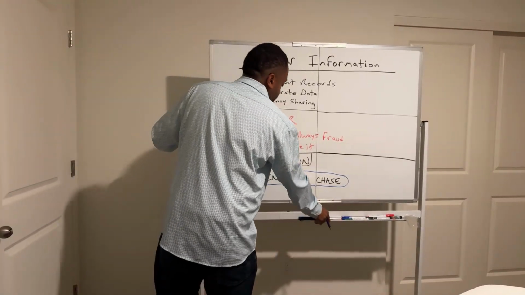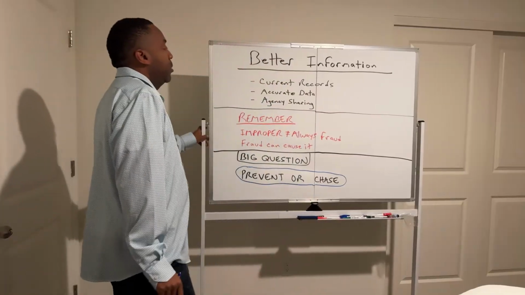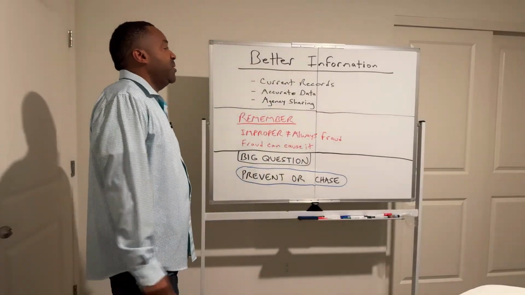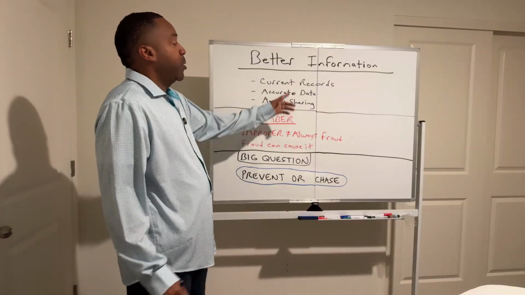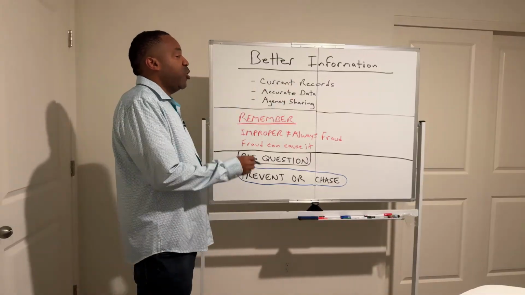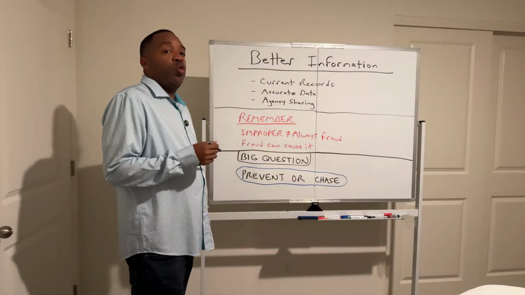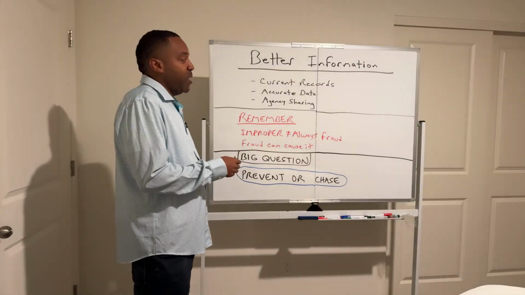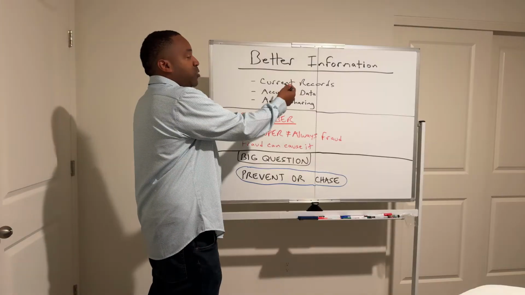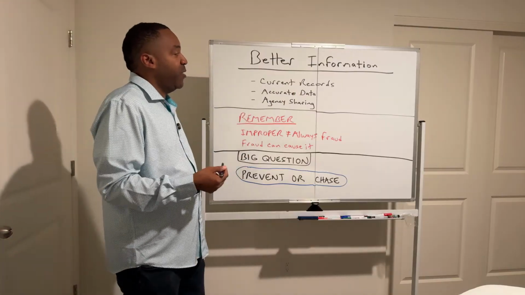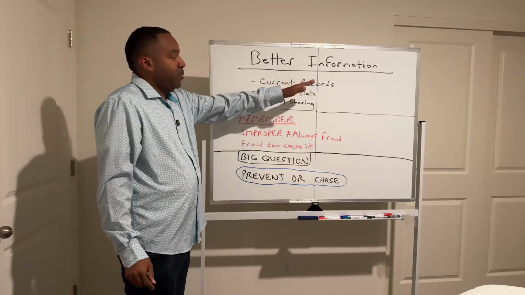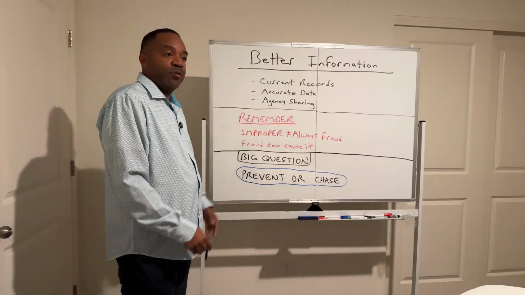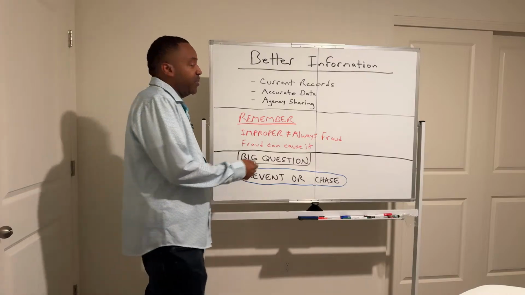Better information. The government needs better information. Current records. The government's current records need to reflect who's eligible to receive the payments now. All of those folks who are ineligible to receive a benefit, those persons need to be eliminated from the current records, and this will stop a lot of the overpayments.